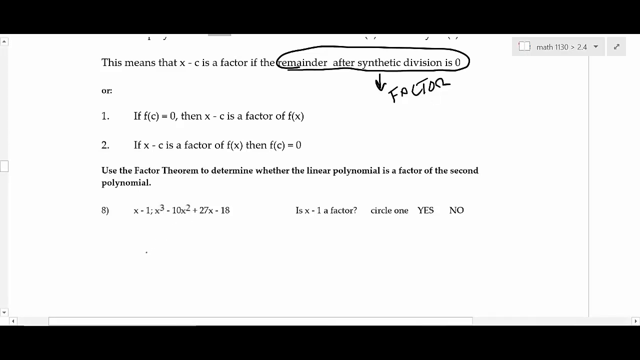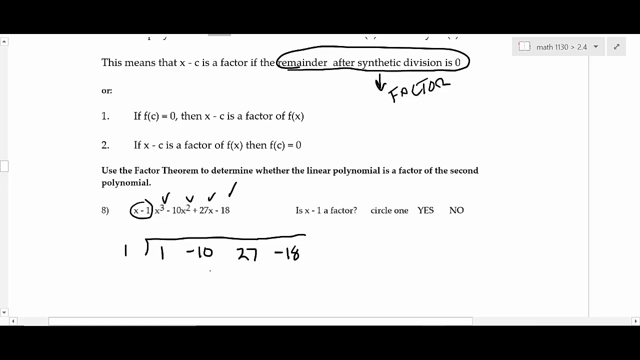So what we're going to do with this one is we're going to see if x minus 1 is a factor, okay? There's two ways to do this. I'm going to show you two ways to do this. So we have our polynomial. There's no missing terms. So you just want to put 1, negative 10, 27, negative 18. Okay, now you're checking the factor x minus 1. So what goes out in front, negative 1 or plus 1? Just 1. Okay, that's the structure.